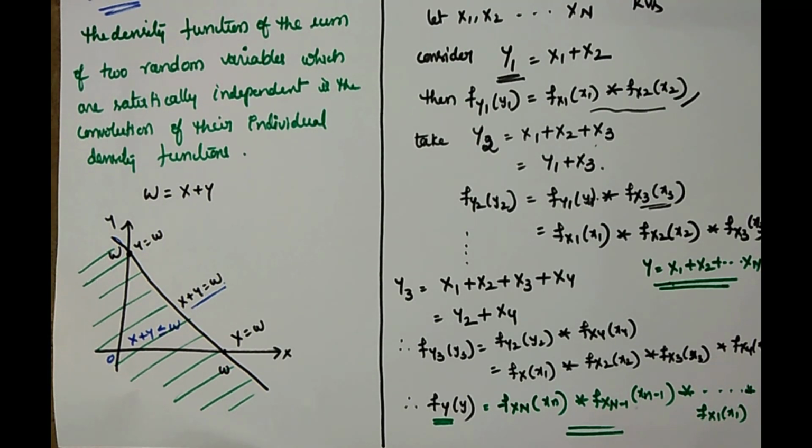So the density function of any number of random variables, several random variables, is nothing but the convolution of their individual density functions.